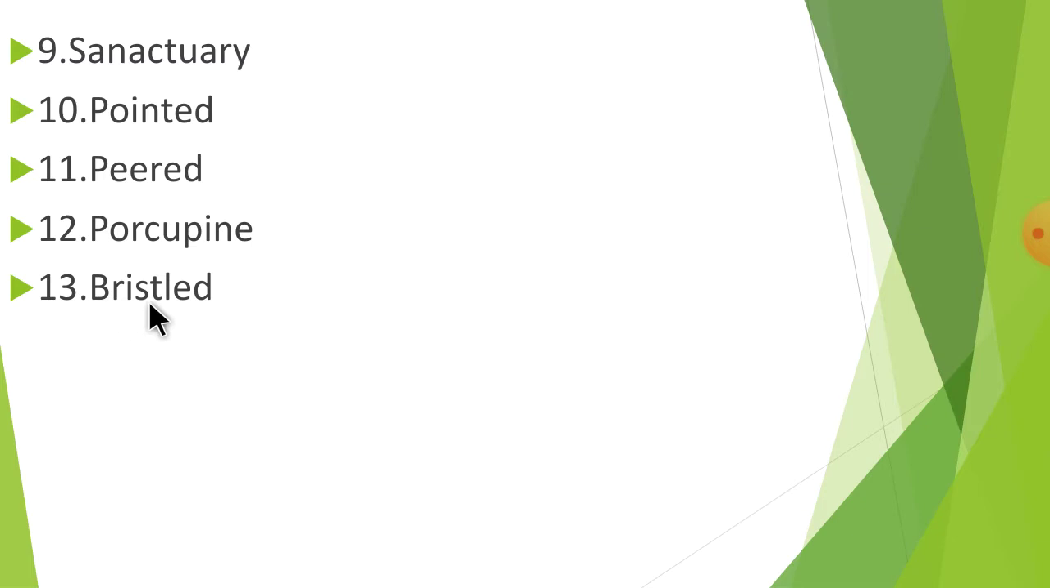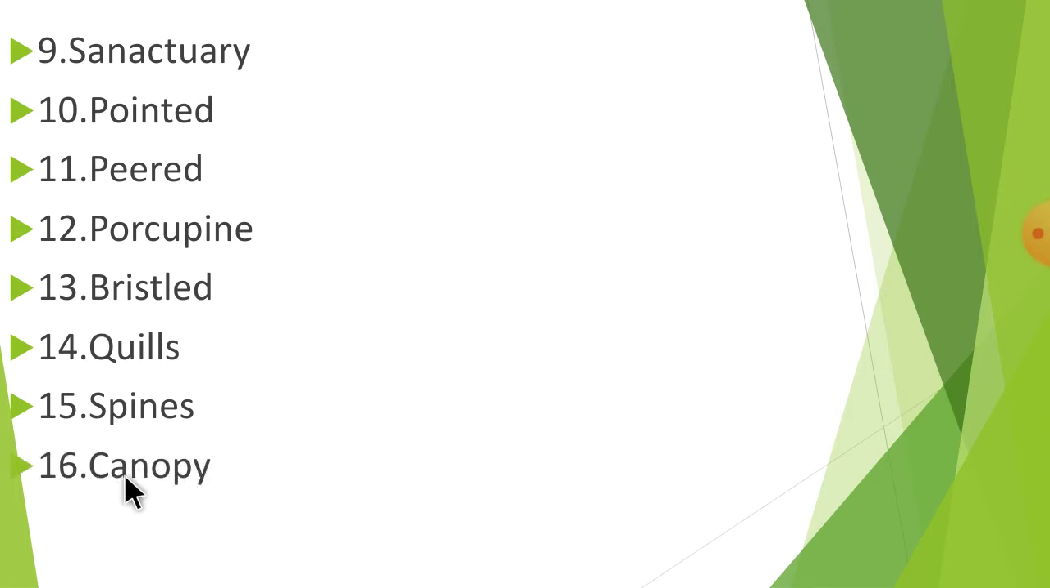Number 13, B-R-I-S-T-L-E-D, Bristled. Number 14, Q-U-I-double L-S, Quills. Number 15, S-P-I-N-E-S, Spines. Number 16, C-A-N-O-P-Y, Canopy.